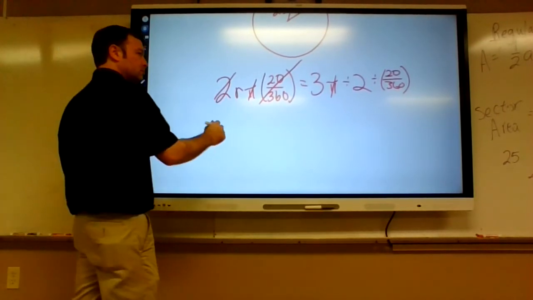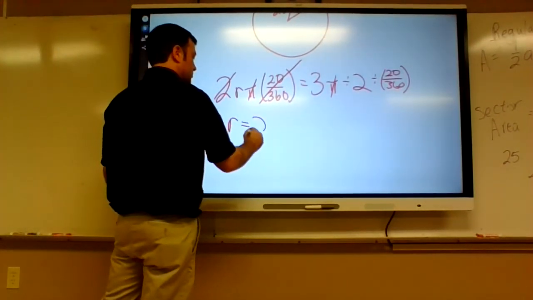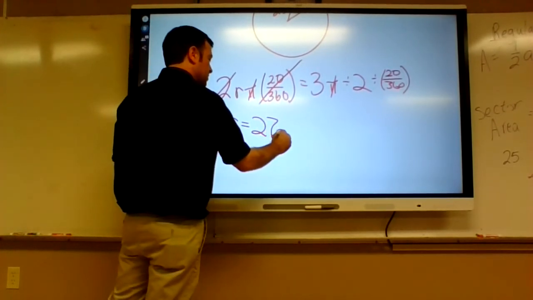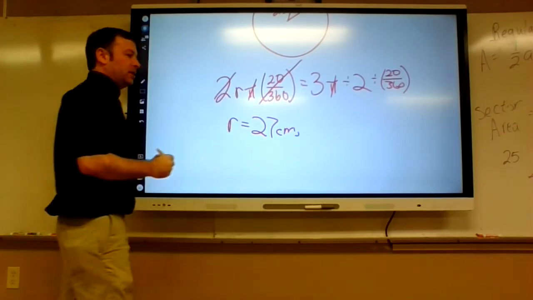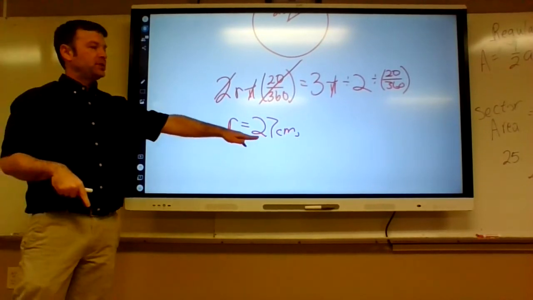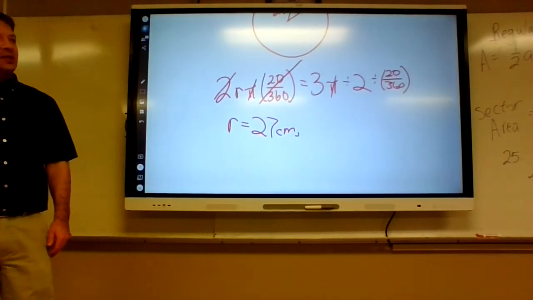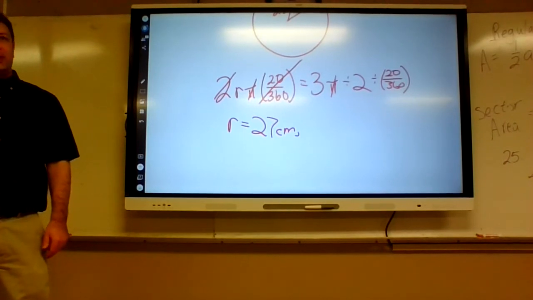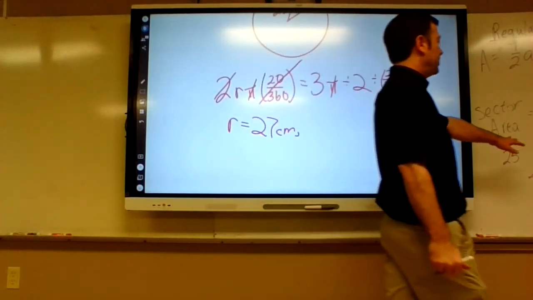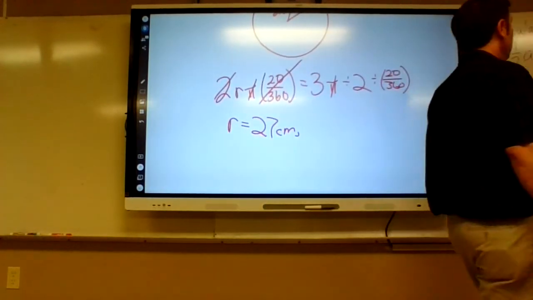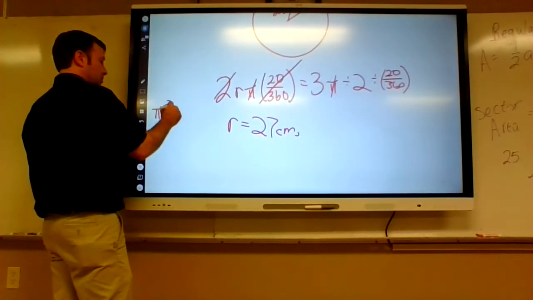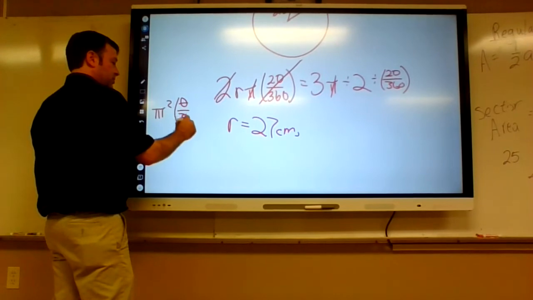I got 27. Did this one say centimeters? Yeah, it did. Okay. Besides the radius, it also asked us to find the sector area. Do you remember the sector area formula? Pi r squared theta. Yeah, it's been up here on the board for about a month. Pi r squared times theta over 360.